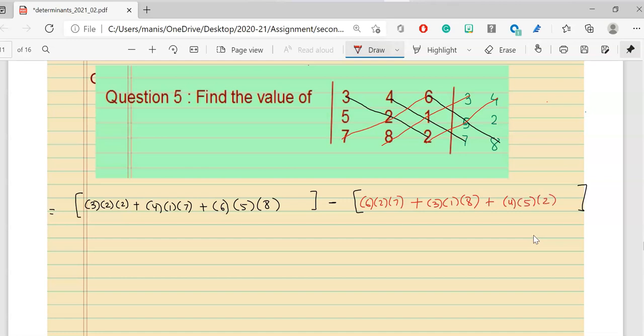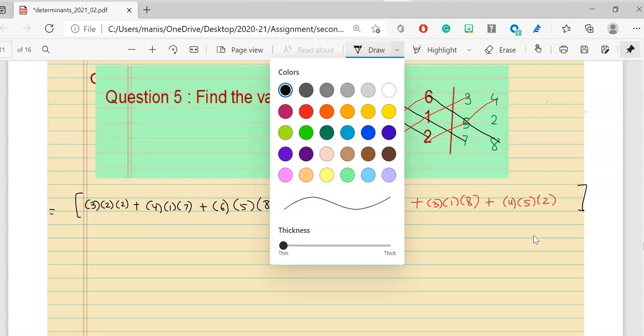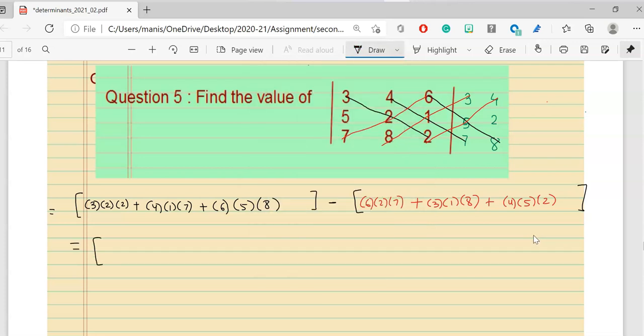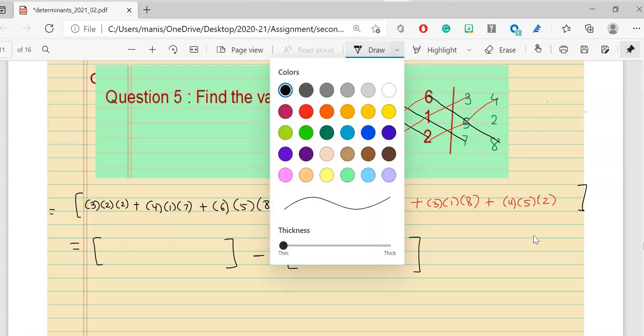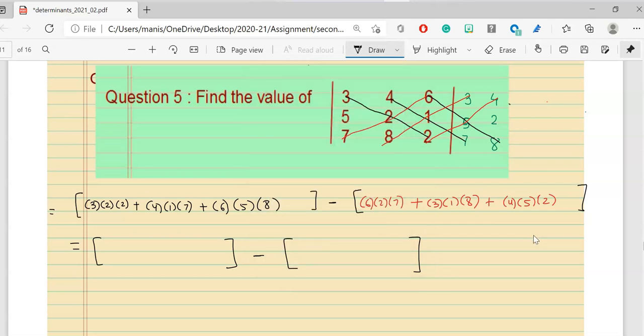That's it. So now after this, what I will do is I will just simplify. Okay, and then I will go ahead. So this will be my this part over here, minus sign, and this will be my this part. So to avoid any errors, I'm doing like this. 3 times 2 is 6, 6 times 2 is 12, plus sign.